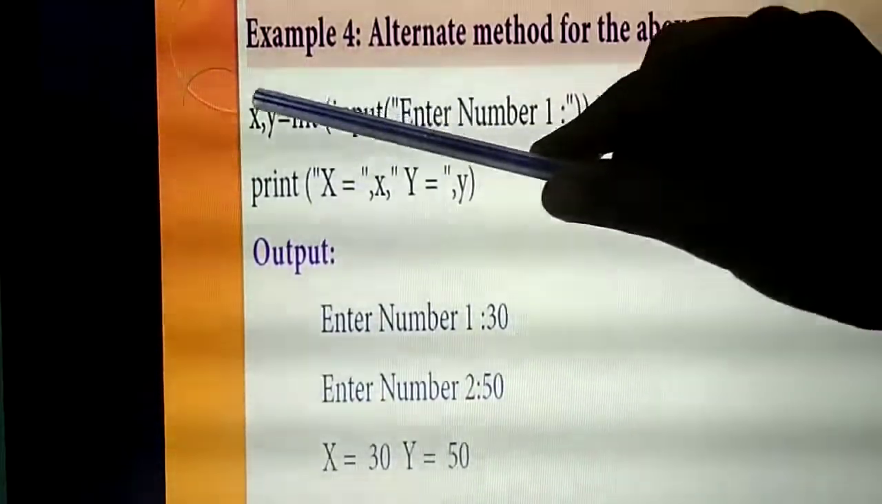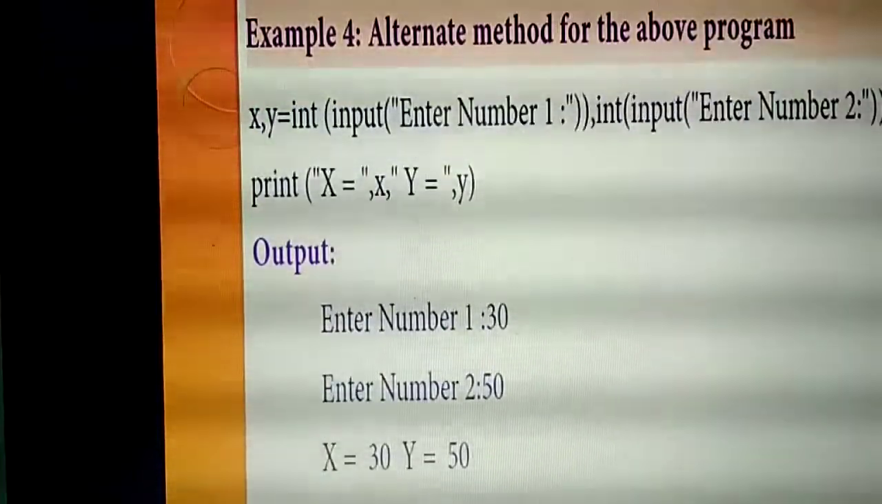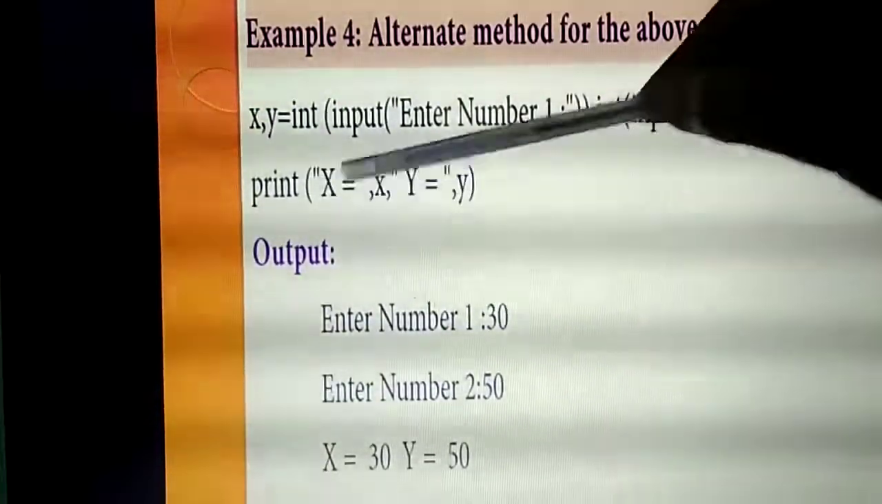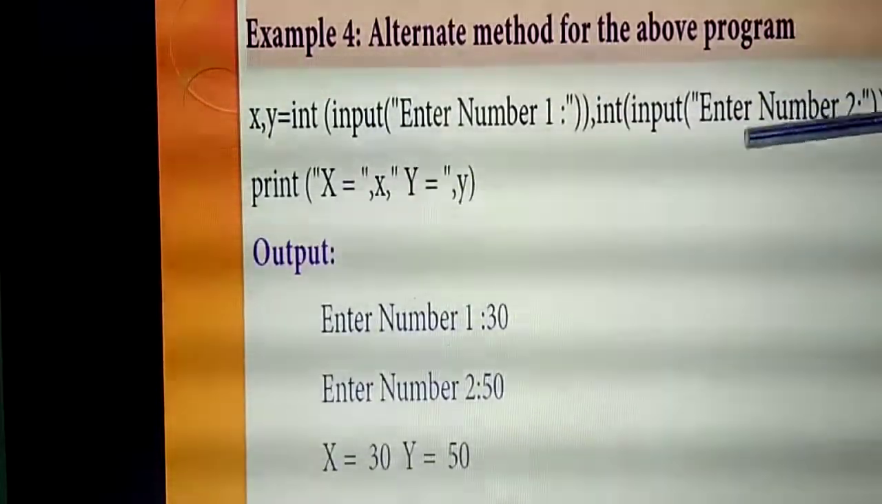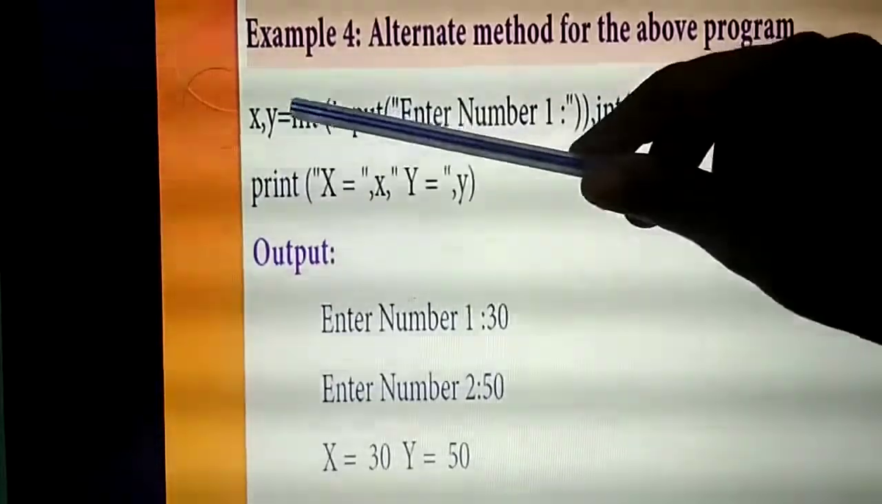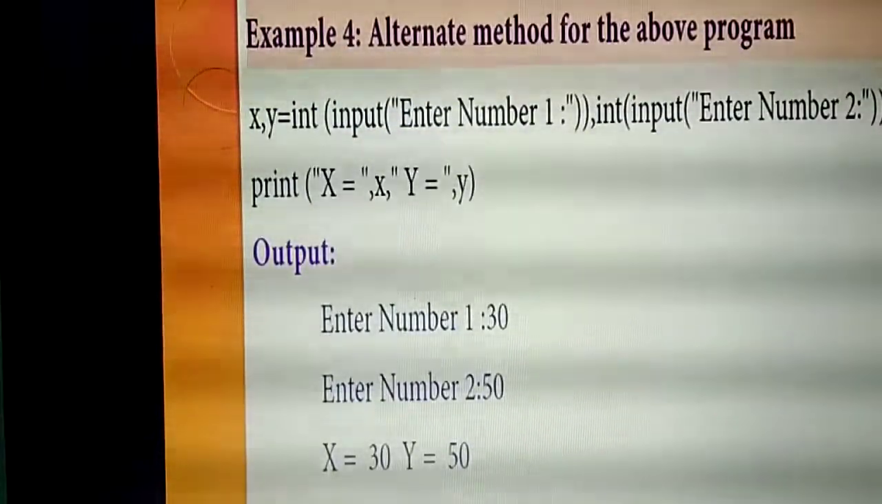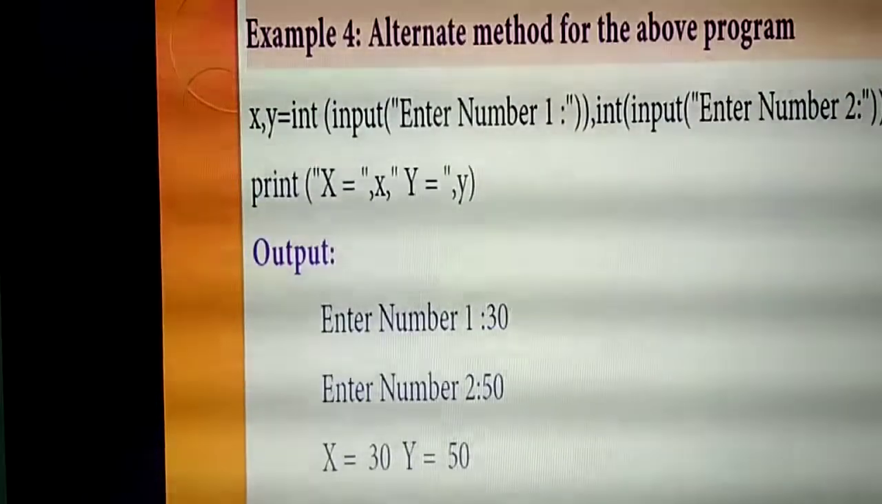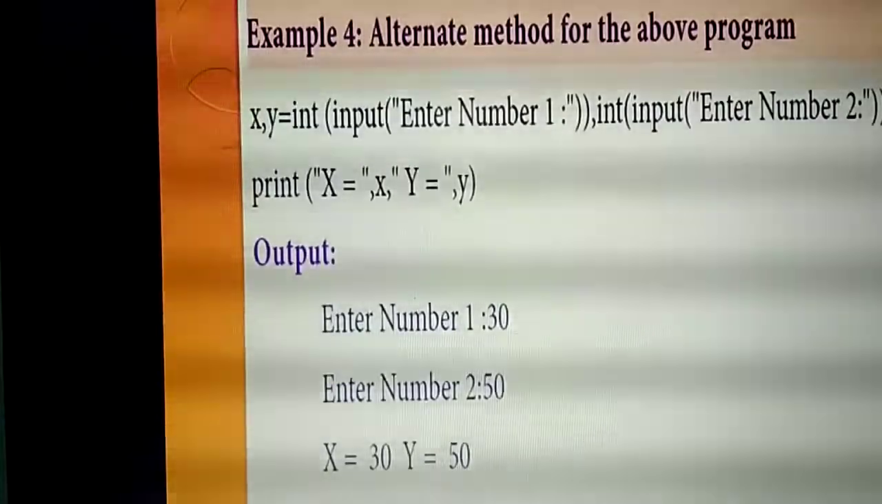So I am printing this variable. That means I am assigning the value entered as number 1 to capital letter X. Next, enter the value number 2, that small variable y, I am assigning to another variable called capital Y. Understand? Within these two lines, when I execute this program, I will get the same output.